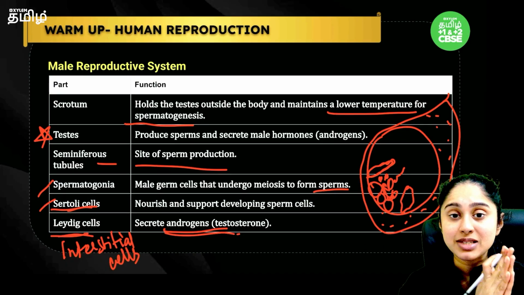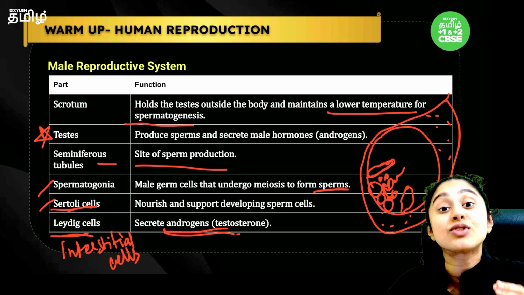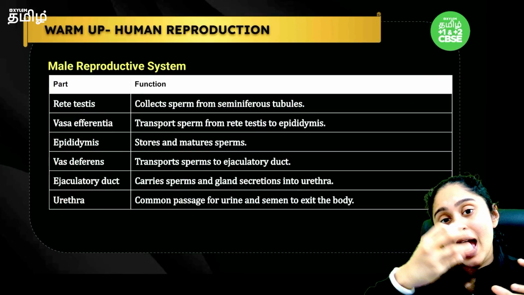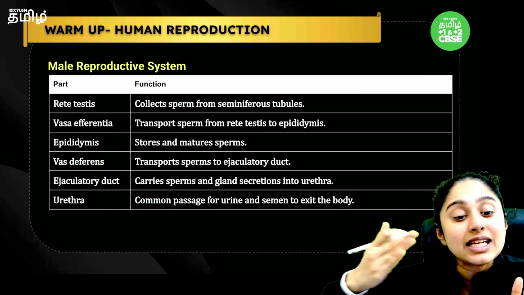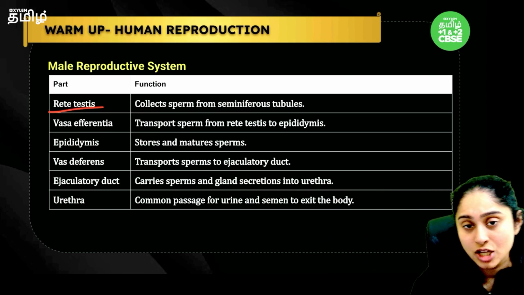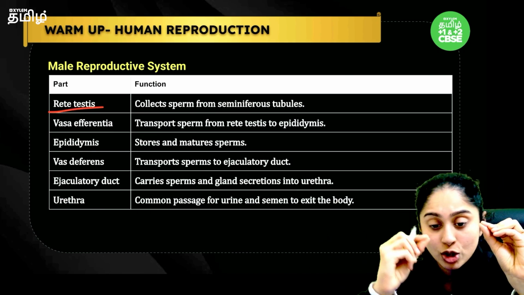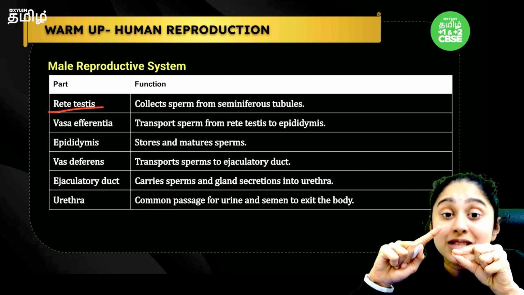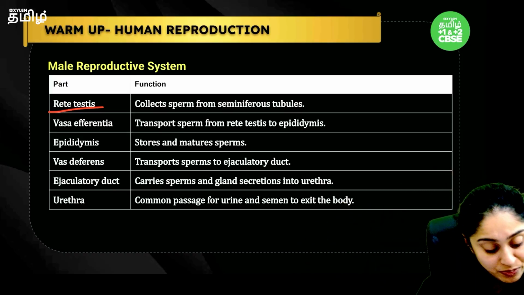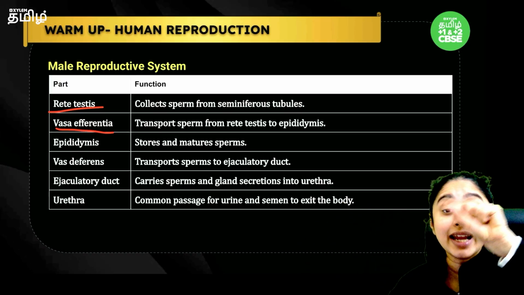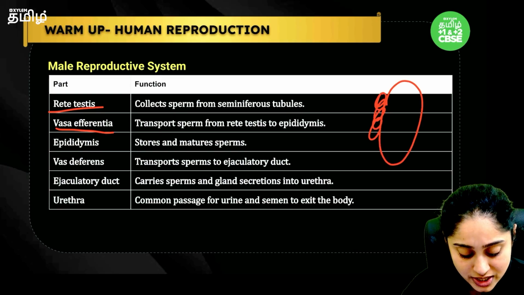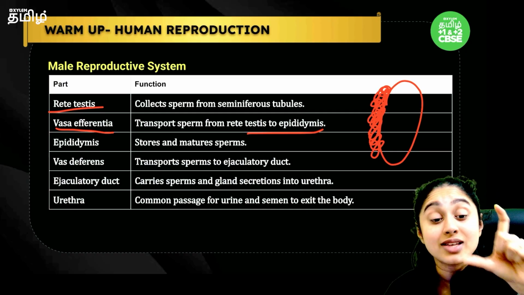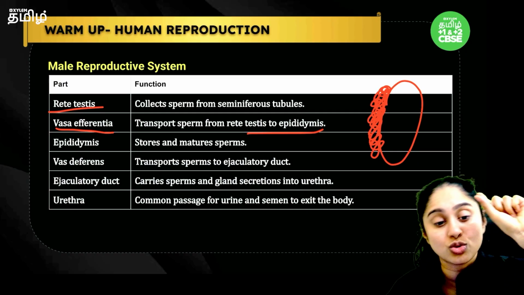Now once the sperms have been produced and released from the seminiferous tubules, we need a series of ducts that will carry the sperm to the outside. These ducts include firstly the rete testis, right outside the seminiferous tubule. Then, to bring the sperms outside of the testis, we need the vasa efferentia. And right outside the testis on the posterior side, we have a supercoiled structure which we call the epididymis. So the vasa efferentia connects the rete testis to the epididymis.